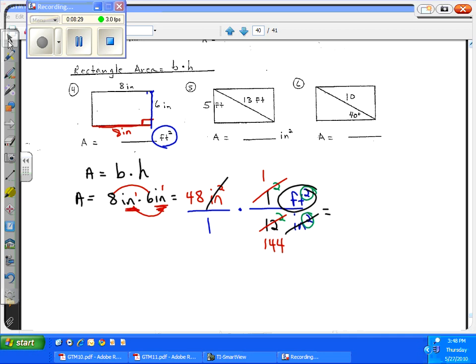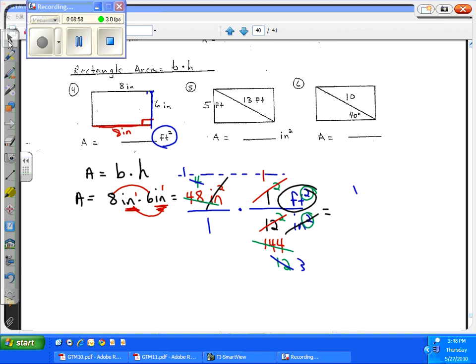If you want to cross reduce, you can. 12 goes into 48 4 times. 12 goes into 144 12 times. Obviously, it'll reduce some more. 4 goes into 4 1 time. 4 goes into 12 3 times.